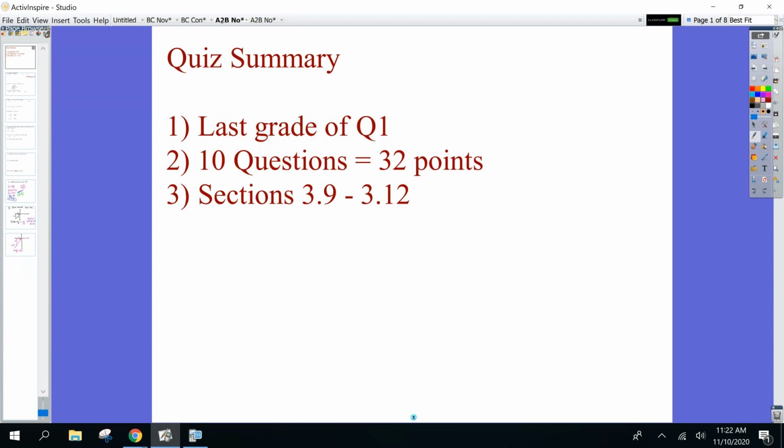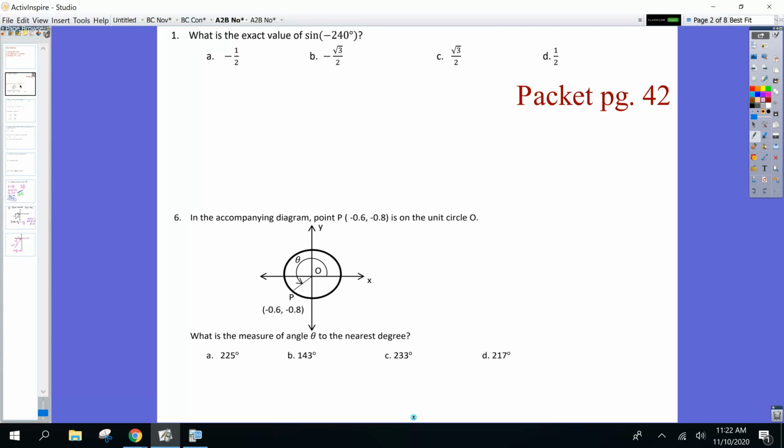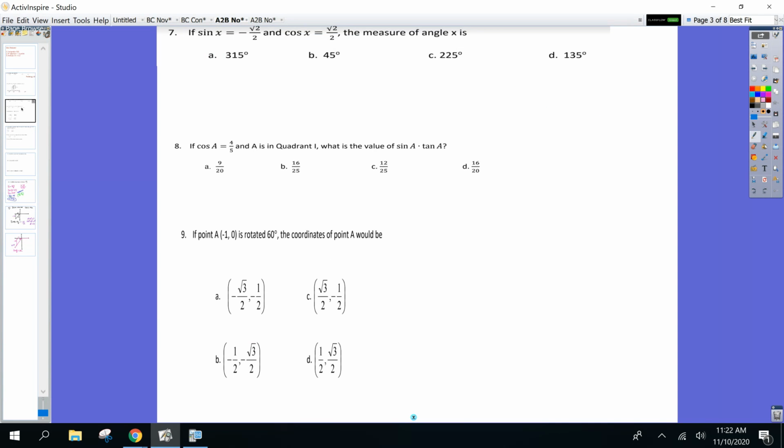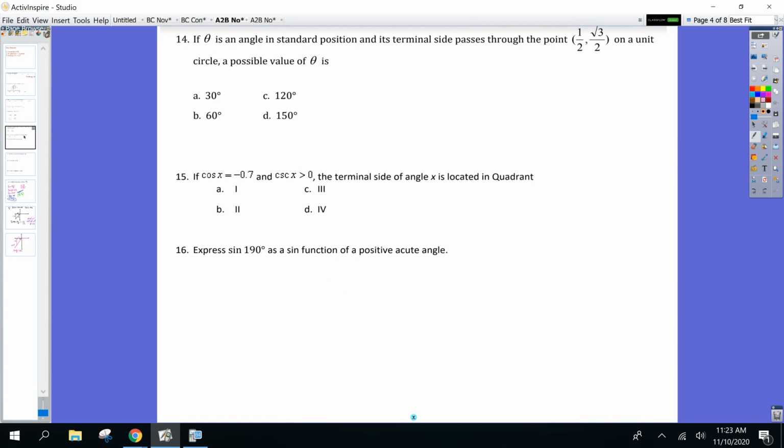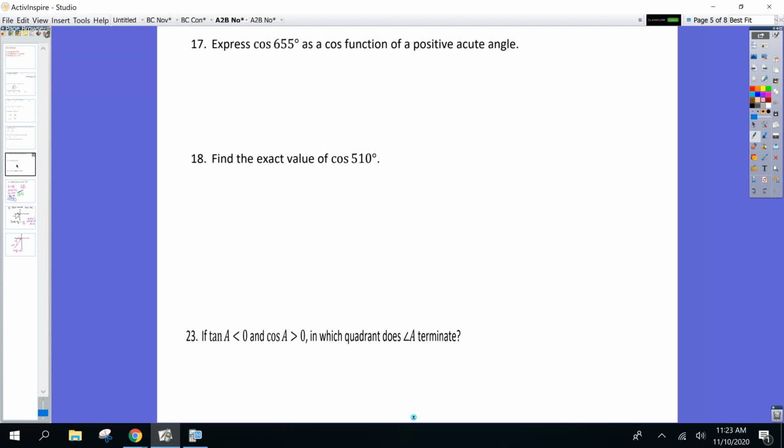All right, so here are the questions starting on page 42. Numbers 1 and 6 you can circle. 7, 8, 9. There's going to be a decent amount you can practice with. 14, 15, 16. 17, 18, and 23. And then finally, question number 27. Those are all the ones that are just like the ones on the quiz, okay?